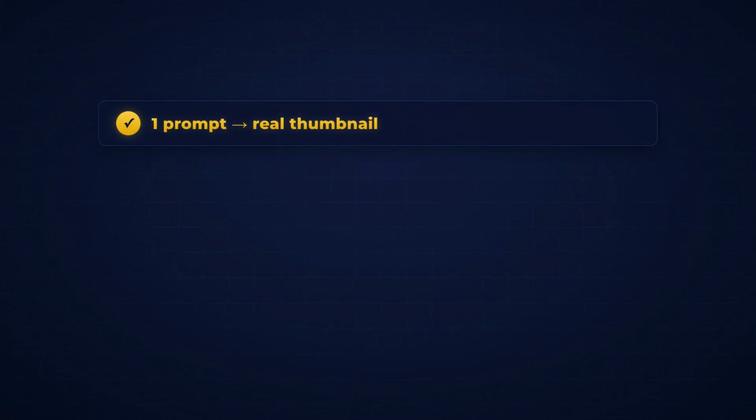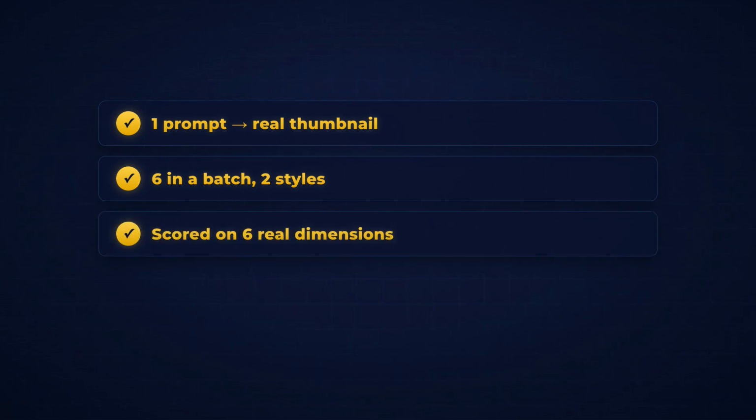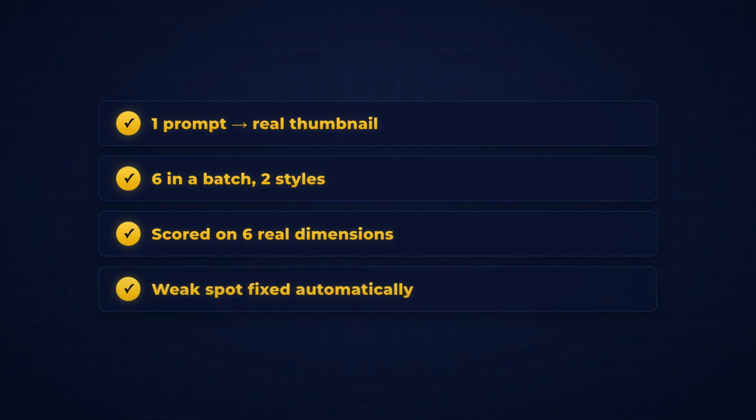So here's everything you just watched happen live. 1 prompt turned into a real on-brand thumbnail. A batch of 6 ran back-to-back across 2 visual styles. Every single one got scored on 6 real dimensions instead of a gut feeling. The weak spot got fixed automatically. And the winner, plus 2 backups, is the actual thumbnail sitting on this video right now. That's not a demo. That's my real thumbnail pipeline.